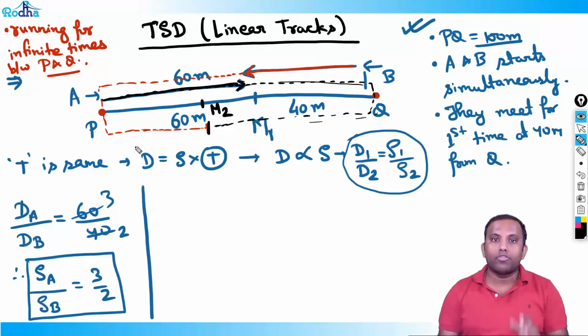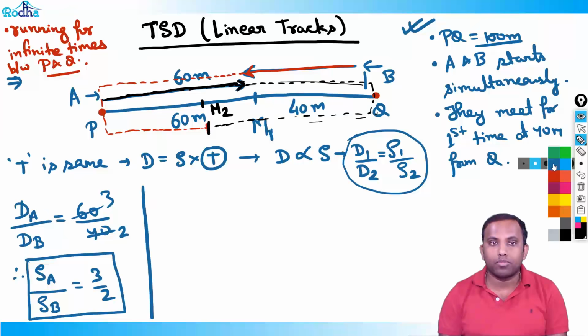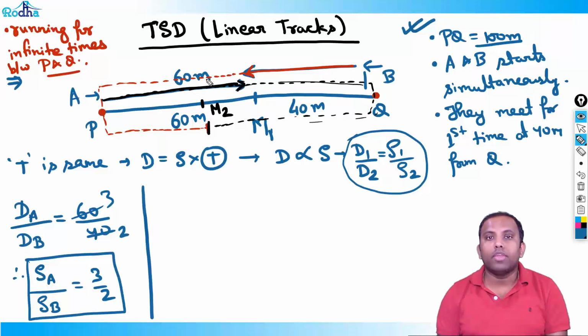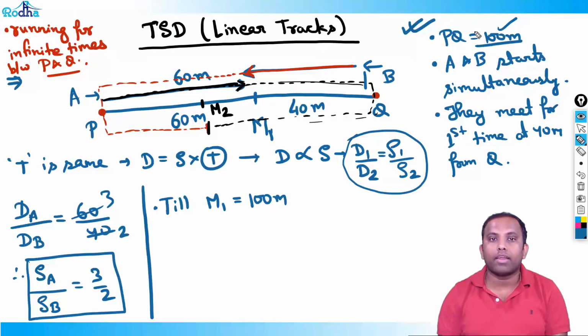Now you have to understand this very important point. When A and B started from opposite points P and Q, 100 meters apart, till M1 they covered a combined distance of 100 meters. For the time being, let's say this track length is D.